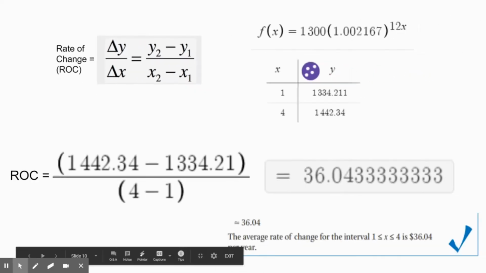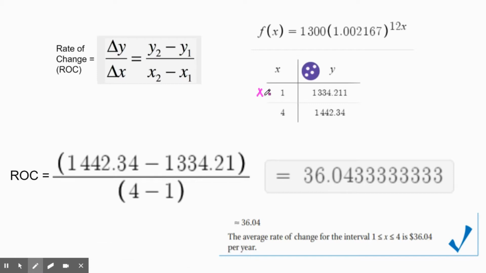Now, it doesn't matter which one you choose to be x1 and y1. I have chosen in this particular problem for this to be x1 and this to be x2 and this to be y1 and this to be y2. I've plugged them in accordingly. You will get exactly the same answer if you switch them, but you will get a wrong answer if you don't keep these numbers together.